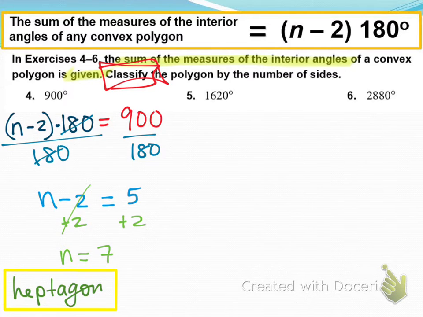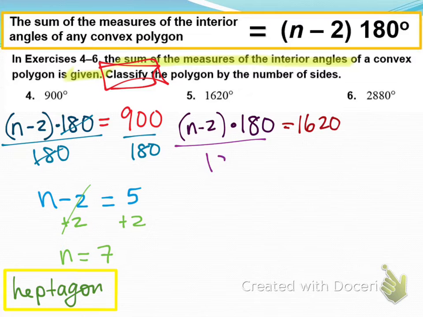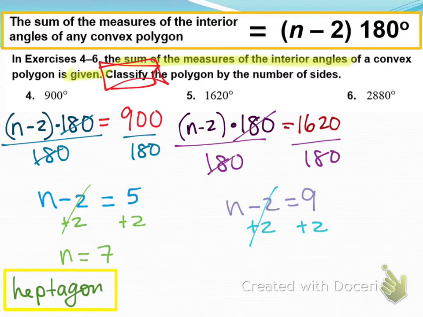We'll practice again at number 5. N minus 2 times 180 gave us the number 1620. Divide by 180. What is 1620 divided by 180? It is 9. So then add 2. The number of sides is 11. Then we have to classify it. What is that classified as? A hendecagon.